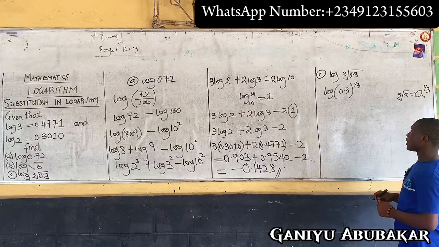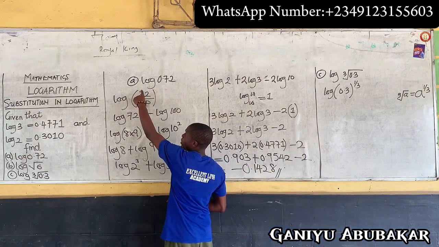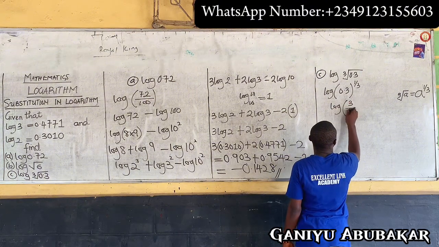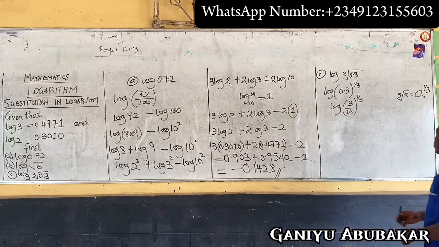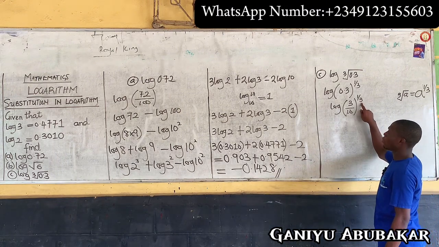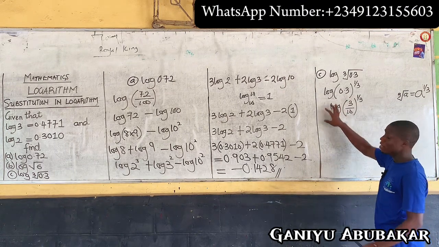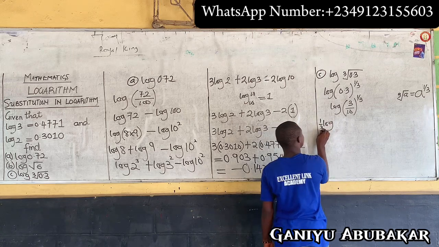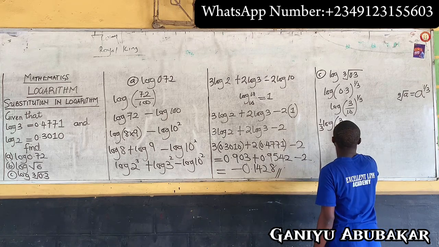So what is the next task here? When we have a decimal here, we make it a fraction. Let's say this was a fraction here: I'll have log of 3 over 10, all to the power 1 over 3. Although this is a problem under the index law of logarithm, this 1 over 3 will come here first. So having 1 over 3 first, log of 3 over 10.